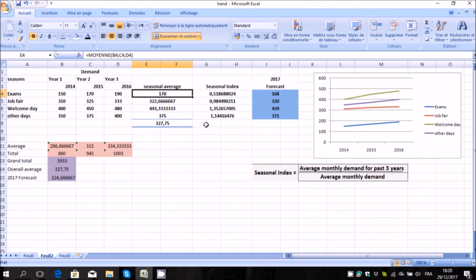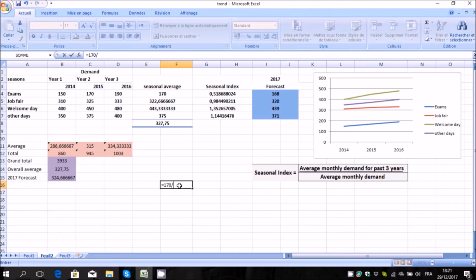Now, we need to find the seasonal index, because if the overall average is much larger than the seasonal average, then we need to adjust the demand. So we just apply the formula, which is, for example, for the season exams equal to the seasonal average 170, and we divide it by the overall average 327.75. It gives us 0.51. The same goes for all of the other seasons.